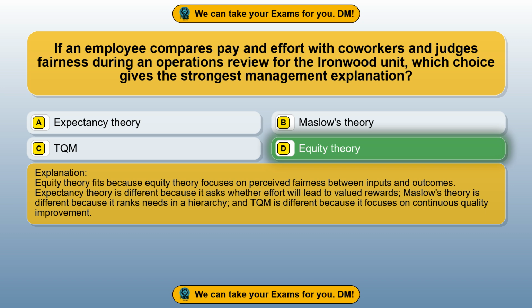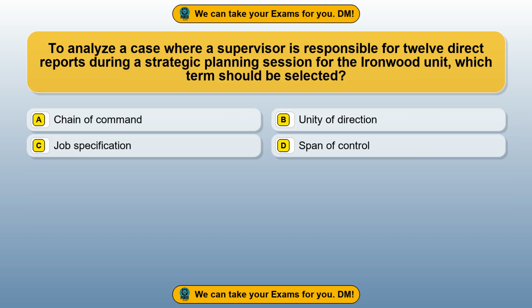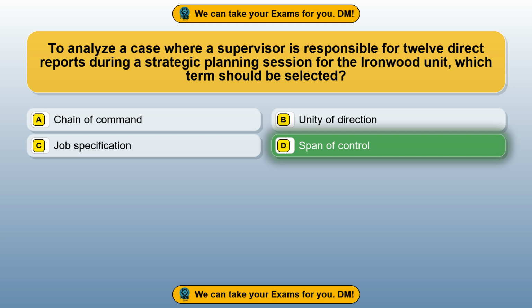Question 83. To analyze a case where a supervisor is responsible for 12 direct reports during a strategic planning session for the Ironwood unit, which terms should be selected? Option A, chain of command. Option B, unity of direction. Option C, job specification. Option D, span of control. The correct answer is option D, span of control.